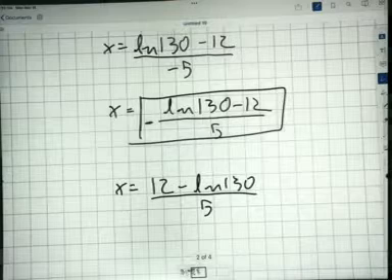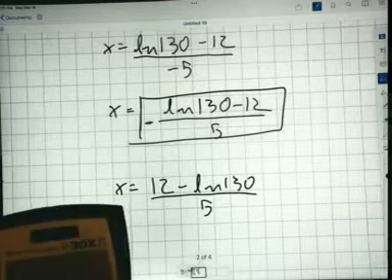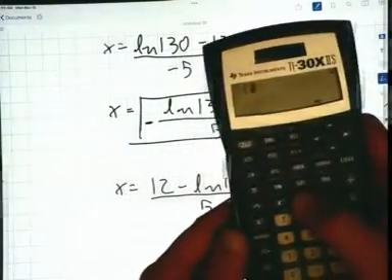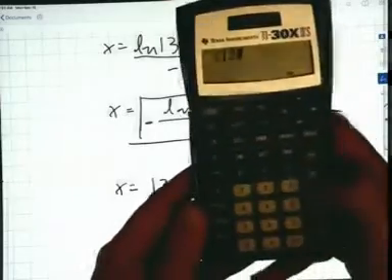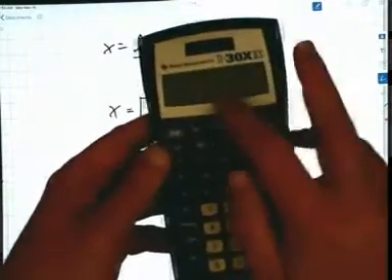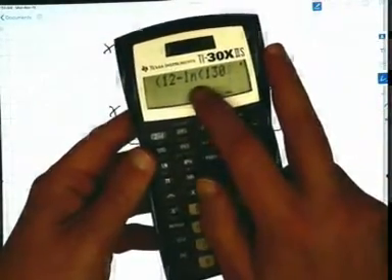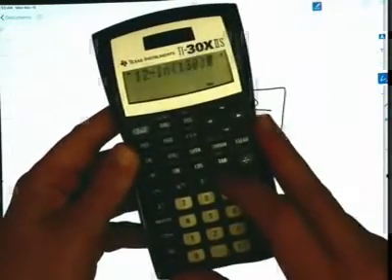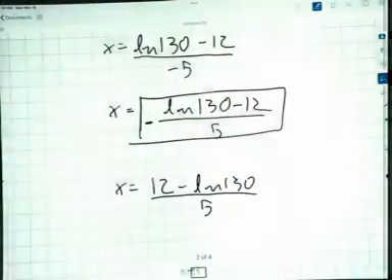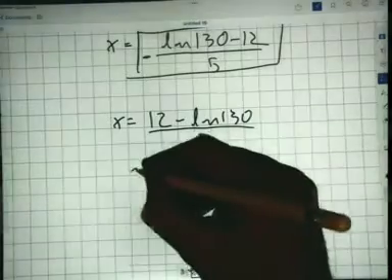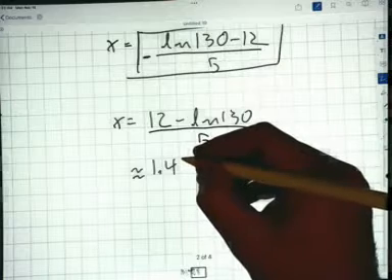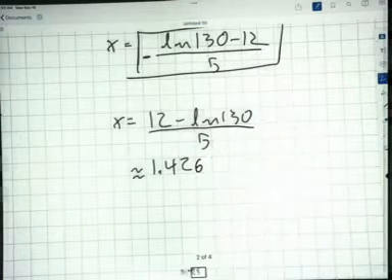All right, clear. So in my calculator, I'm going to open up a set of parentheses. 12 minus the natural log of 130. Make sure, it opened up parentheses around that 130, so I need to close it once, close it twice, divide by 5, and we get approximately negative 1.426 around 3 decimal places.